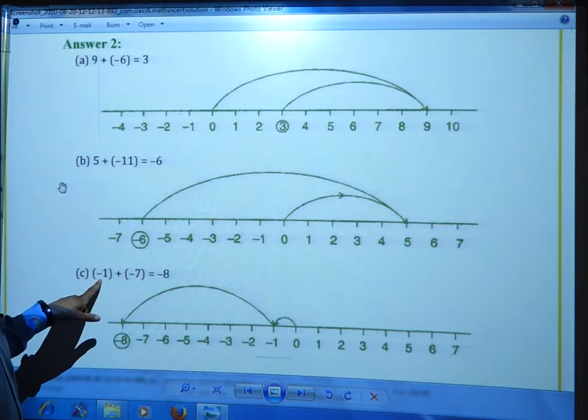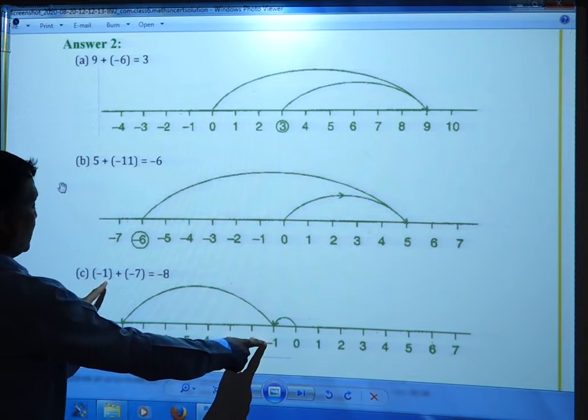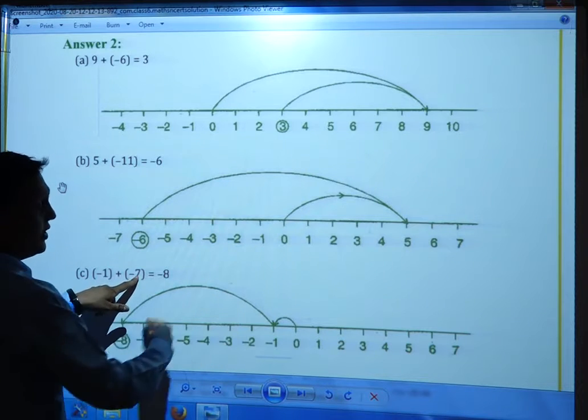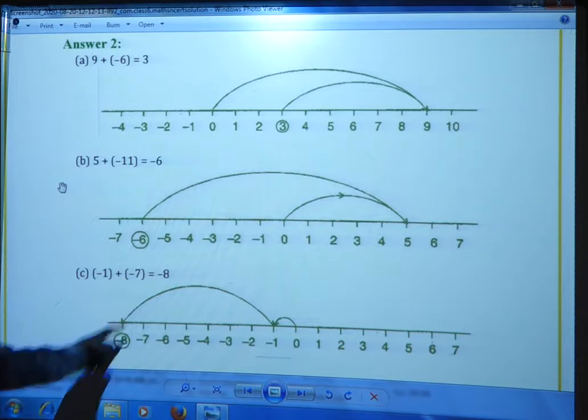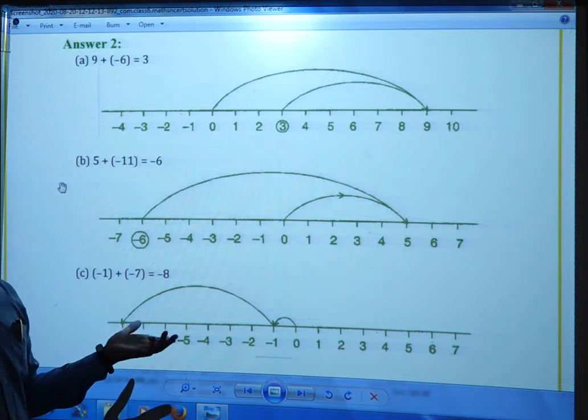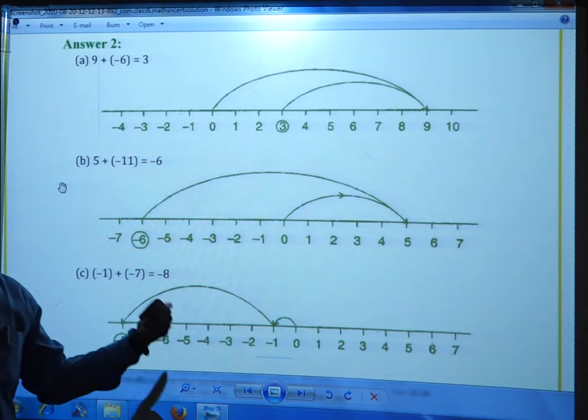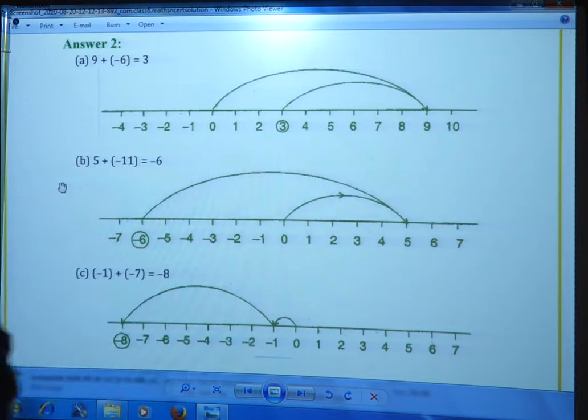Next question. Minus 1. First come to minus 1, and plus again minus 7. From here again you have to count minus 7. So you will come to minus 8. When two numbers are minus, you have to do the plus and put a minus sign. This we learned in our previous class.